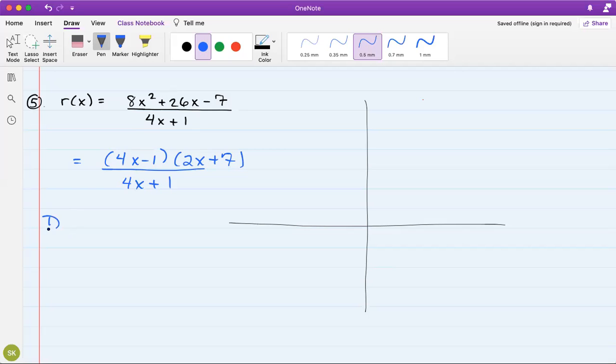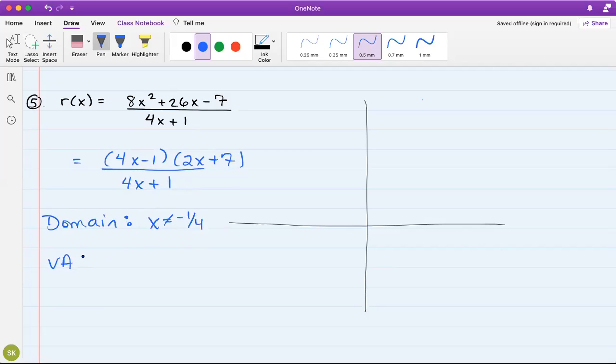We ask ourselves, what is the domain? So the domain is all the values of x that we can plug into this function. The only problem we have is when we set this 4x plus 1 equal to 0. You see that when x is equal to negative 1/4, then we get 0 in the denominator. So the domain is all real numbers except for this negative 1/4.